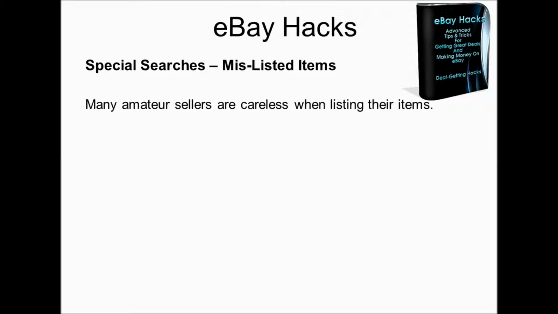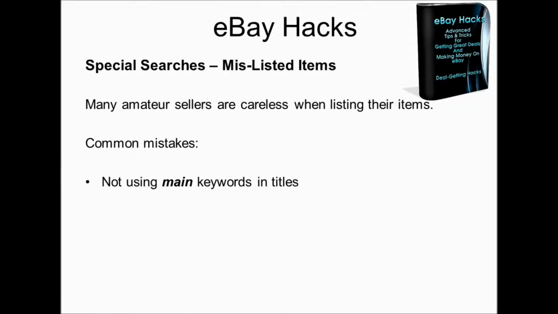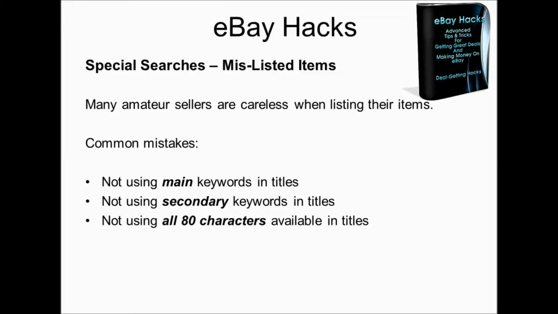Many amateur sellers are careless when listing their items. Some of the common mistakes they make is not using the main keyword of what the item is in the title, or not using secondary keywords in the titles, not using all 80 characters available in titles. I just saw a couple of examples where somebody listed some collectible knives, pocket knives, and their entire title was knife. That was it. That was their entire title. They have 80 characters to work with, and all they put up was knife. And so you can imagine the kind of deals you can get by just searching that keyword by itself and finding those people who are mislisting their items.